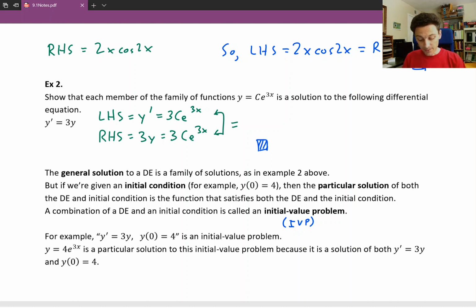Now y equals 4e to the 3x happens to be the particular solution to that initial value problem because it's a solution of both the differential equation and the initial condition. So whereas y equals ce to the 3x was a general solution of the differential equation, y equals 4e to the 3x was a particular solution of the initial value problem y prime equals 3y and y of 0 equals 4.